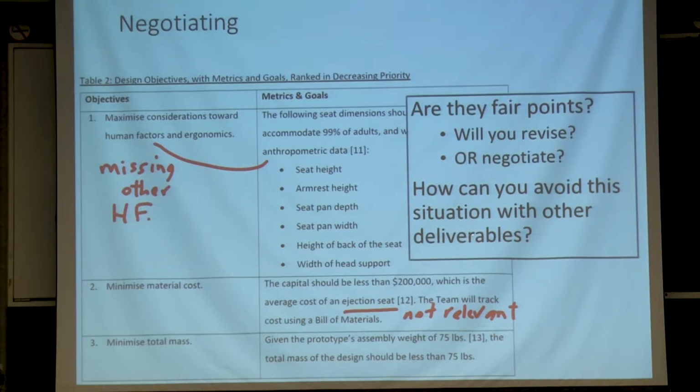So perhaps what should have happened here is the team should have discussed their objectives more closely with their supervisor before they came and presented them at the PR. That's one way they could avoid this problem in the future. Any questions about any of this?